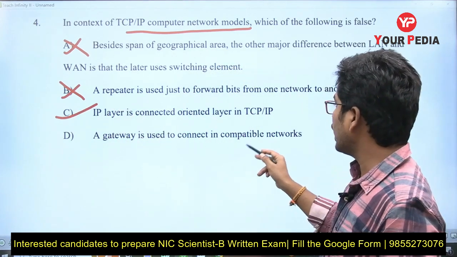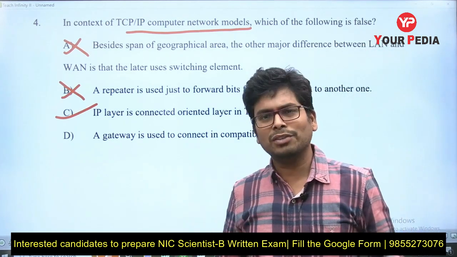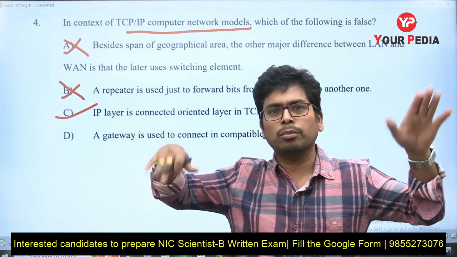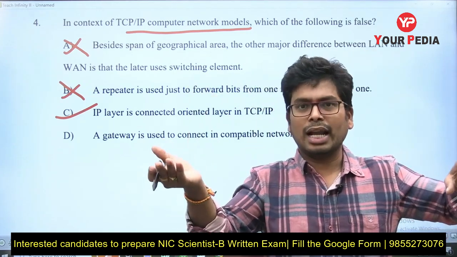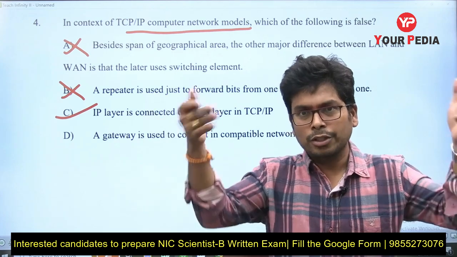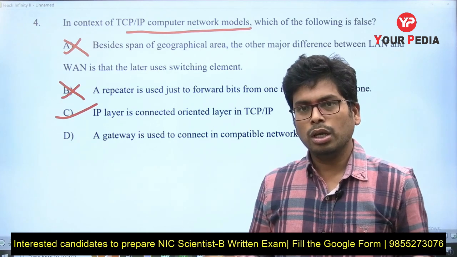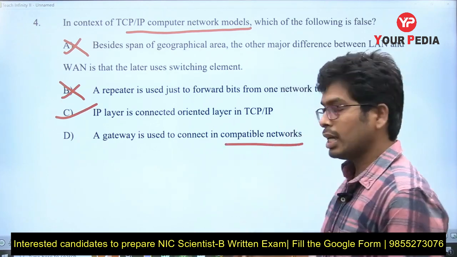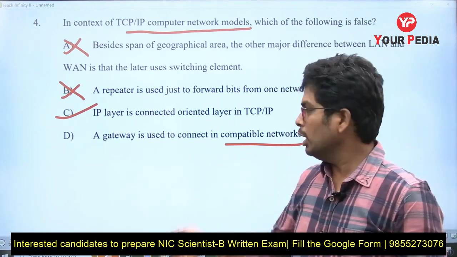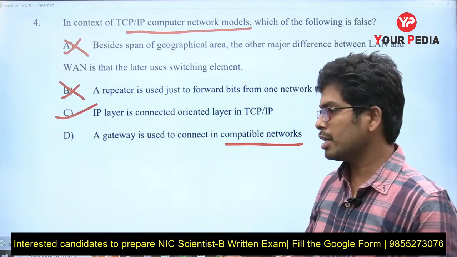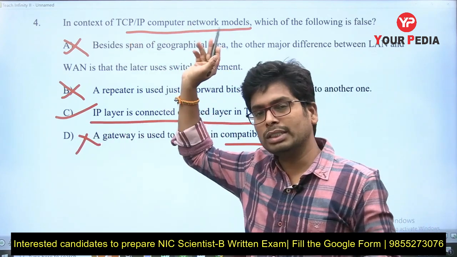And next, a gateway is used to connect incompatible networks. No. The purpose of a gateway is for when both networks are not compatible with each other, meaning the algorithms used in this network are completely different from the receiver side. Then only we will go through the gateway. Otherwise, we will go through the router. A router is used whenever compatible networks are getting connected. Only if they are incompatible will we use a gateway. So the statement itself is wrong. So the right answer is C. The answer for the fourth one is C.